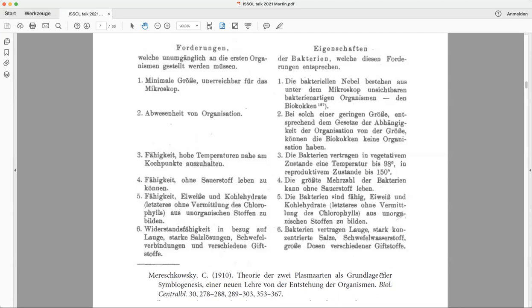It's 1910. And they were also highly resistant to alkali and high salt concentrations and sulfur and poisons. So the idea of autotrophic origins and extremophilic origins, these are conditions that are very similar to hydrothermal vents, is quite old.